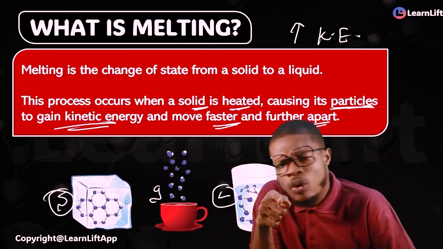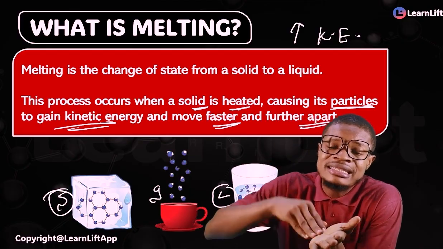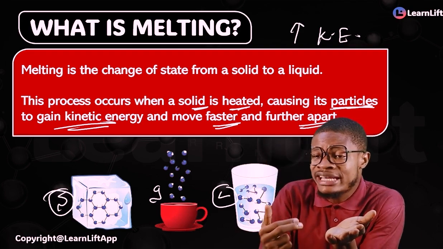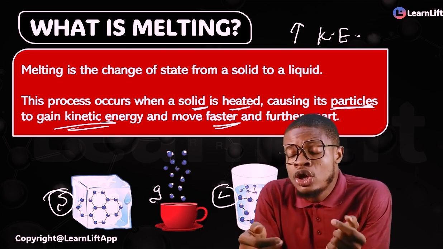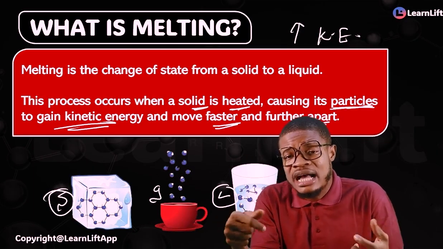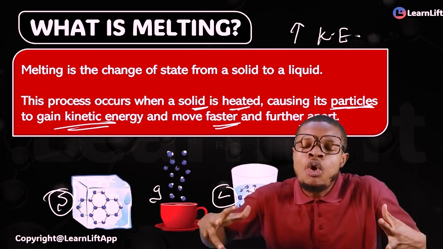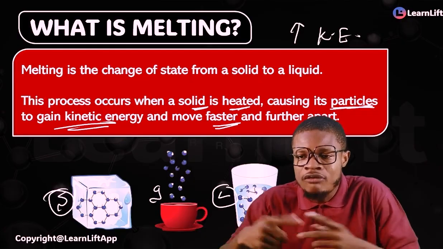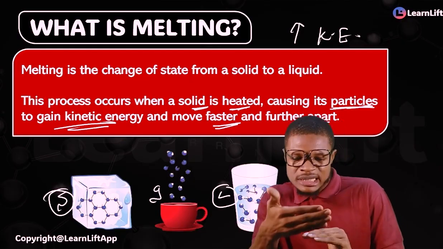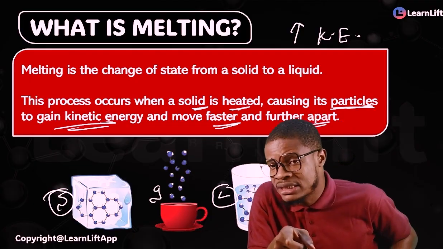Now, for liquid to be formed, the solid there is gaining temperature. There is an increase in temperature, and that increased temperature results in an increase in kinetic energy. And because there is an increase in kinetic energy, the particles that hold the solid together begin to move apart. As they start to move further apart from each other, the solid comes down to liquid. And that process is called your melting.